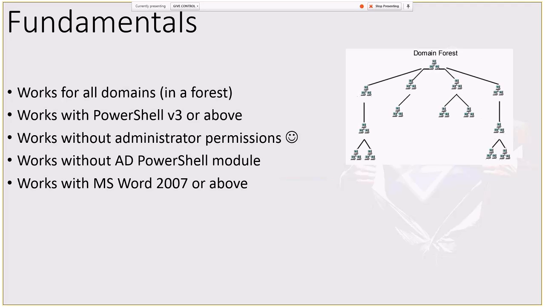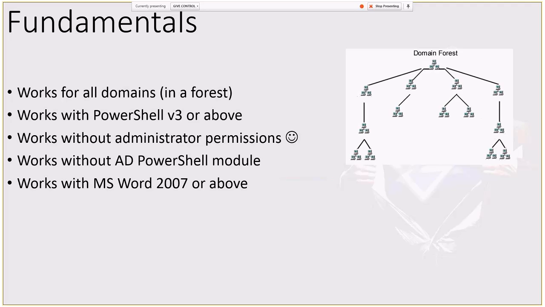So for my script, there are 5 fundamental guidelines I wanted to always follow. First, every check I'm doing has to work for all domains in a forest. So if you've got a forest with 20 domains and my script is run on one of those domains and that account has the permissions to query LDAP in the other domains in the forest, then my script will work for all those domains.